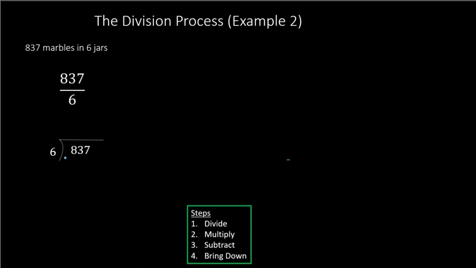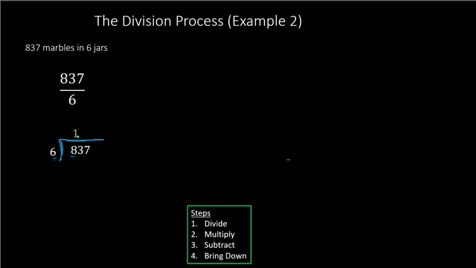We take 837, write it inside of this half rectangle, and then put 6 over here, the number we're dividing by. So now we can begin our process. We begin by dividing. We do 8 divided by 6, or in other words, we see how many times 6 goes into 8 without going over. And that's going to be 1 time. So we put a 1 up here.